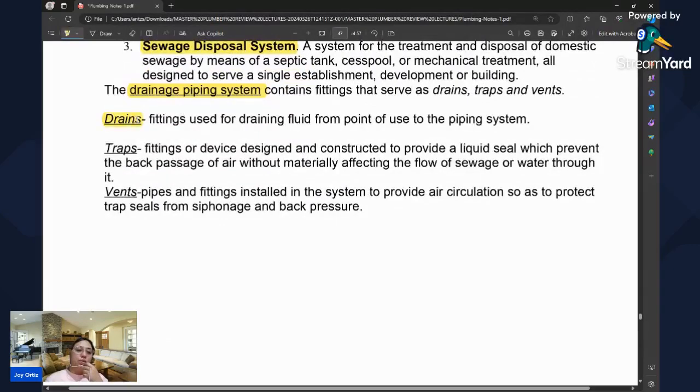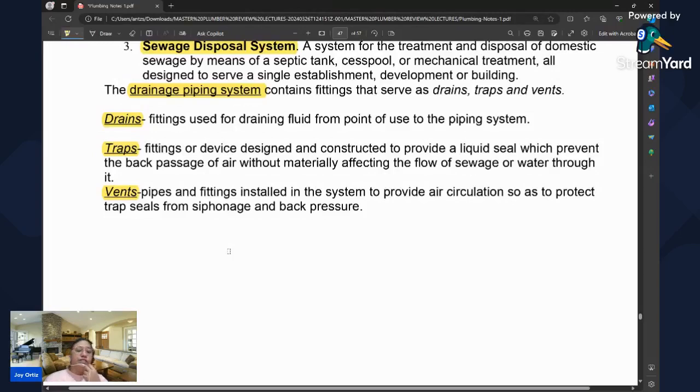And what are the differences of these three? Ulitin natin, drains is more on fittings used for draining fluid from point of use to the piping system. Pag sinabi nating traps, it's a fitting or device designed and constructed to provide a liquid seal which prevents the back passage of air without materially affecting the flow of sewage or water through it.